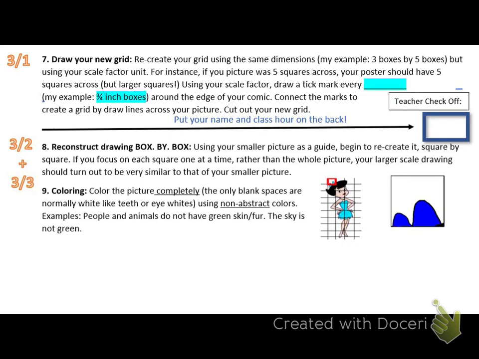The thing that we're changing, you see how it says the only blank spaces are things that are normally white? Like, you can't have a blank sky. You gotta color the sky. So it can be blue. It could be a sunset if you want, because that would be something normal. Some things that you can be creative on.